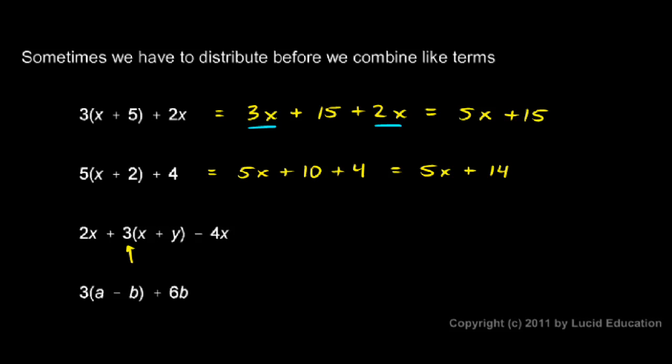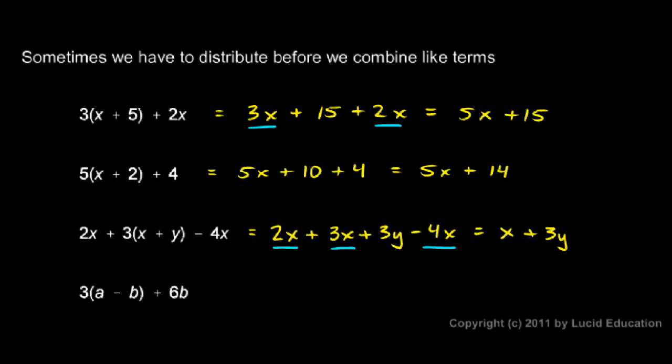Now here, the 3 is multiplied by the x plus y, so let's distribute that. I'm going to take the whole thing and rewrite it, but when I get to that, I'll distribute the 3. So 2x plus 3x plus 3y minus 4x. Now let's combine the like terms. Here's a 2x and a 3x. That gives me 5x and a negative 4x. 5x and negative 4x combine to a single x. And then I still have my 3y left there. So x plus 3y is my answer.